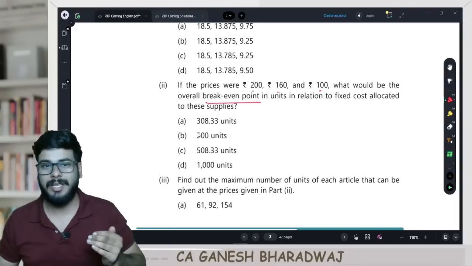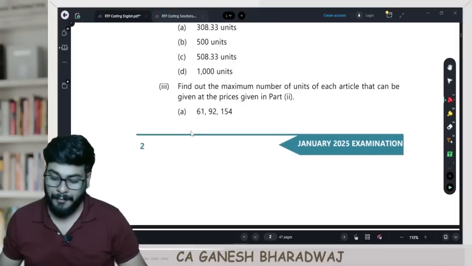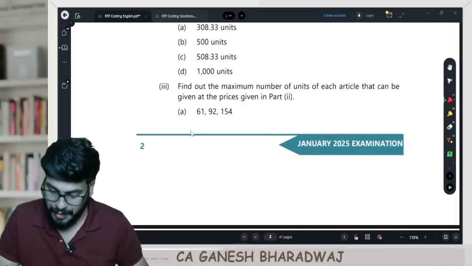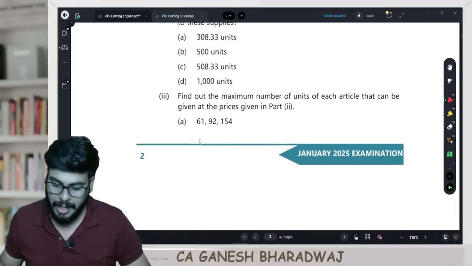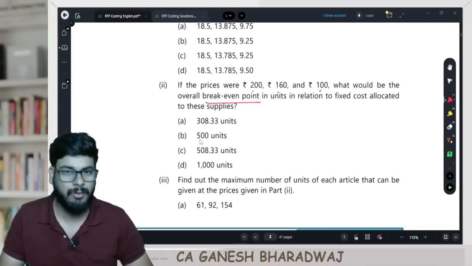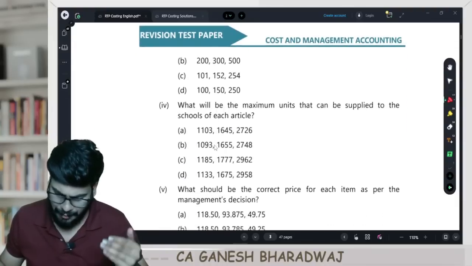So at the time of reading the case study, you will look for these facts. This is all I'm trying to say. Next, find out the maximum number of units of each article that can be given at the prices given in part 3. Okay, fine. So this is relating to your second part of the question. Fine, let's go to the fourth one.